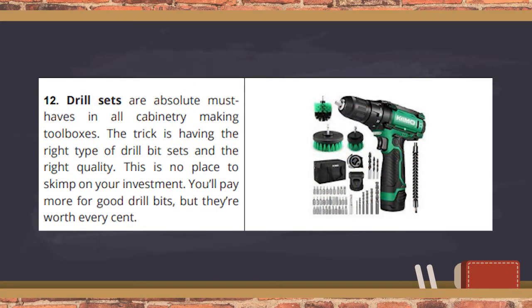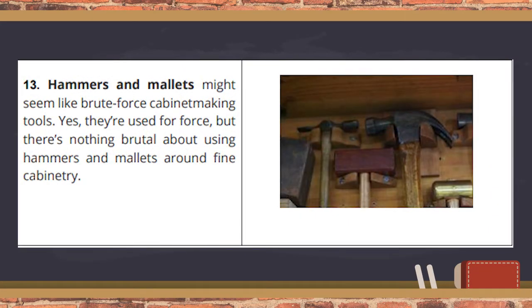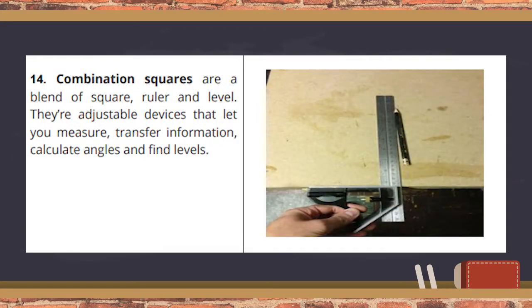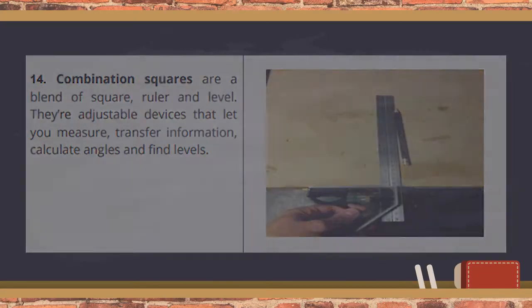Drill sets are absolute must-haves in all cabinetry making toolboxes. The trick is having the right type of drill bit sets and the right quality. This is no place to skimp on your investment. You'll pay more for good drill bits, but they're worth every cent. Hammers and mallets might seem like brute force cabinet making tools. Yes, they're used for force, but there's nothing brutal about using hammers and mallets around fine cabinetry. And last, combination squares are a blend of square, ruler, and level. They're adjustable devices that let you measure, transfer information, calculate angles, and find levels.